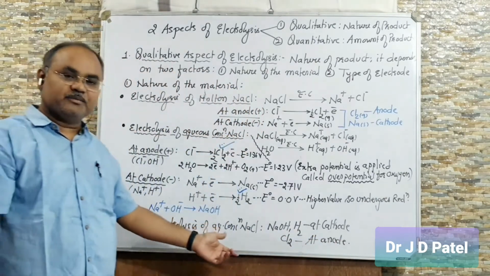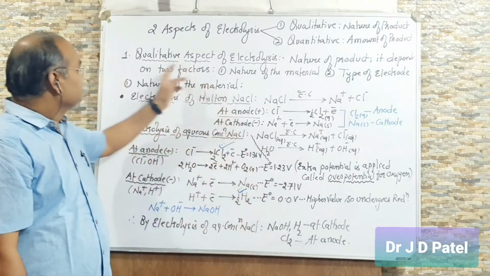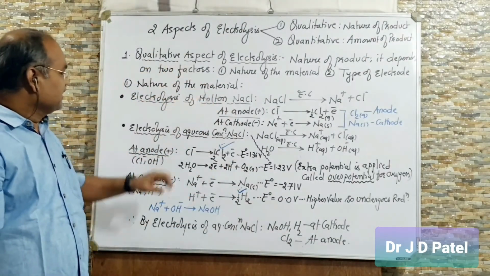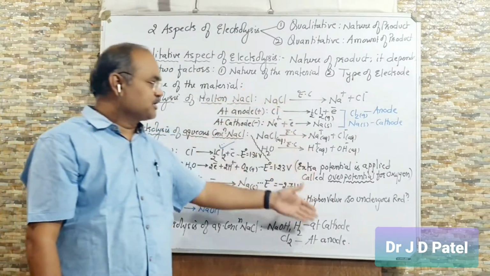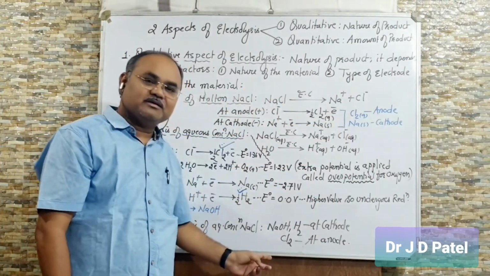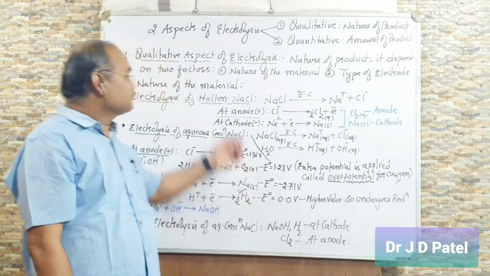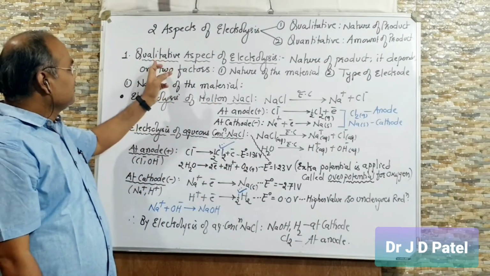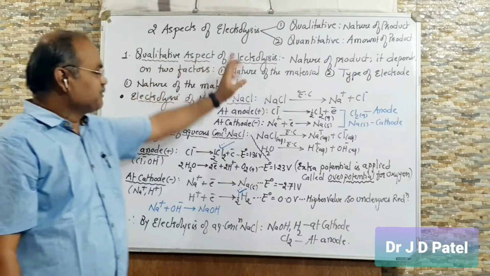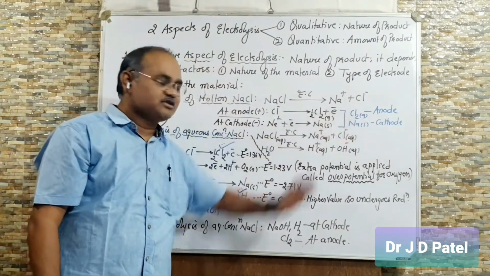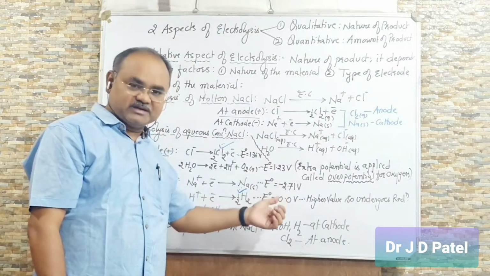So this you have to remember. Now you can see the nature of the material. The material is molten, the material is aqueous. In both the cases, products are not the same, products are different. Clear? So this was the first aspect, the qualitative aspect of electrolysis. Qualitative means nature of the product. We'll take another example also.